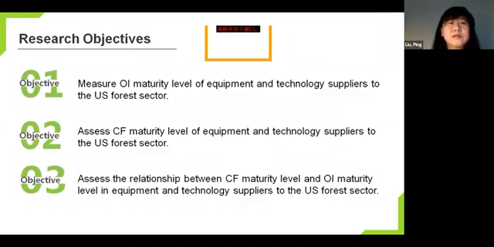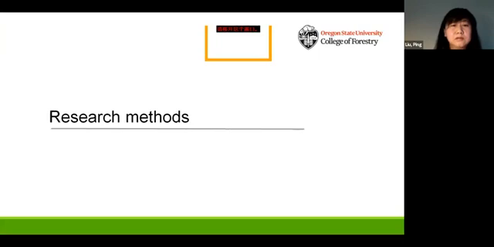And the research objectives: the first one is to measure open innovation maturity level of equipment and technology suppliers to the US forest sector. The second objective is to assess their corporate foresight maturity level. The third one is to explore the relationship between the two.